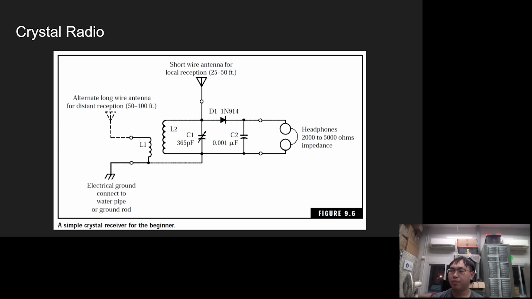So please remind me to bring my crystal radio accessory. I forgot to bring my crystal radio.